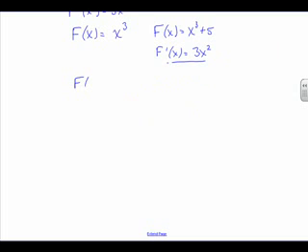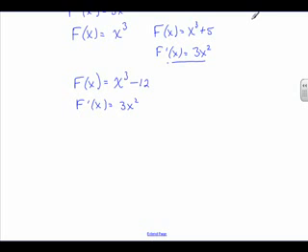Another possibility, maybe x cubed minus 12. Think about what the derivative of that function would be. 3x squared, the derivative of 12 is 0. So 3x squared would be your derivative function.